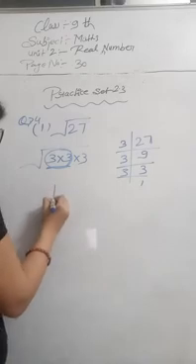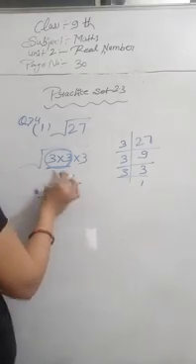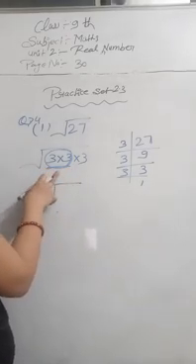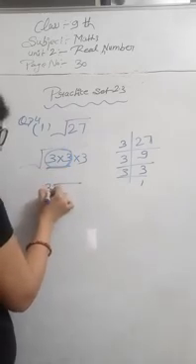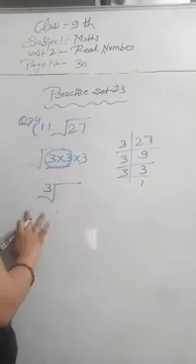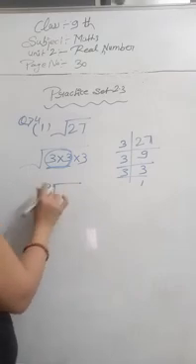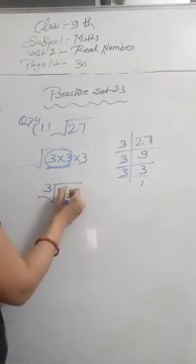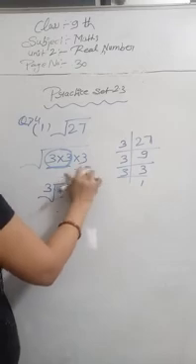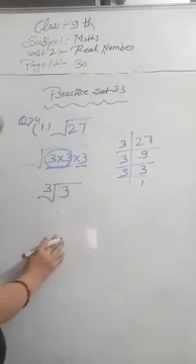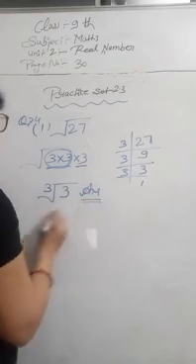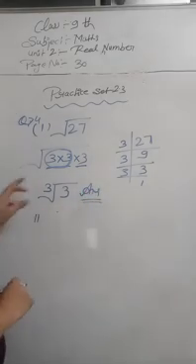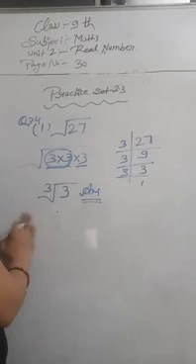So we will put this 3 outside of this root, and inside of the root we will put this 3. Okay, clear? So this is our answer. Now we will do the fifth one.